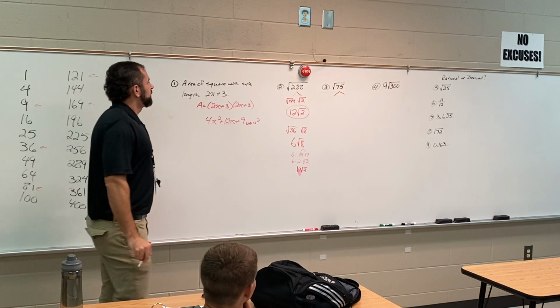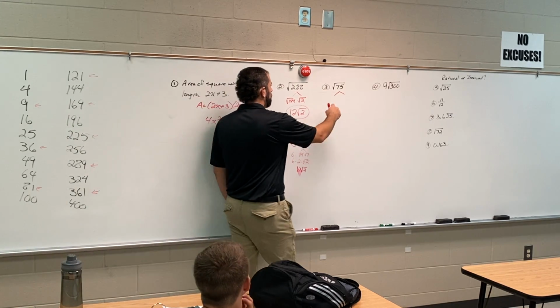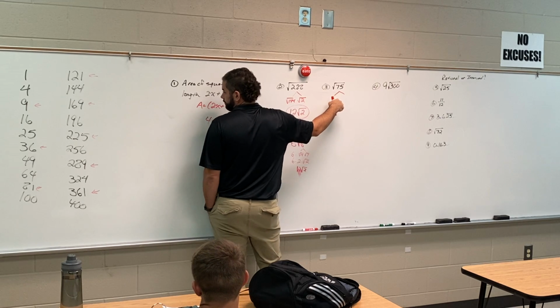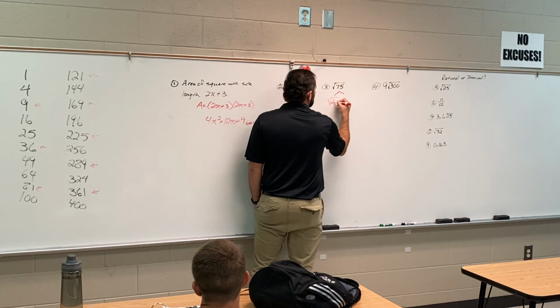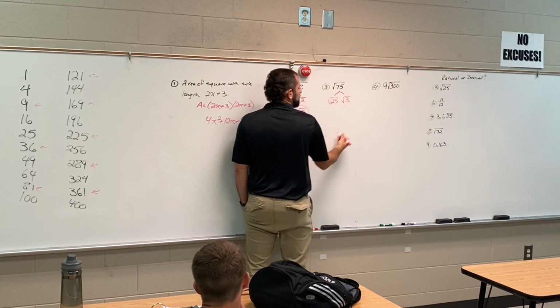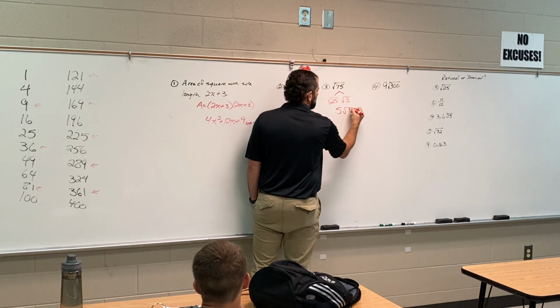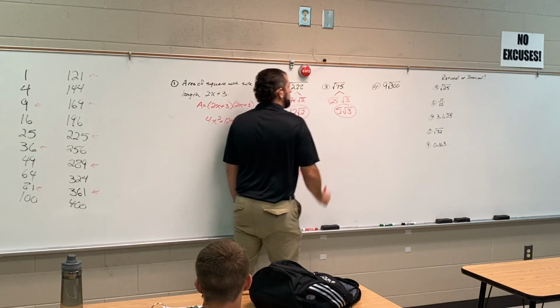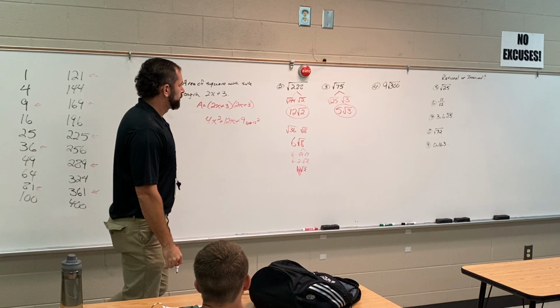All right, number 3. What number are we going to use from over there? 25 and 3. So that becomes 5 square root of 3. Alright.